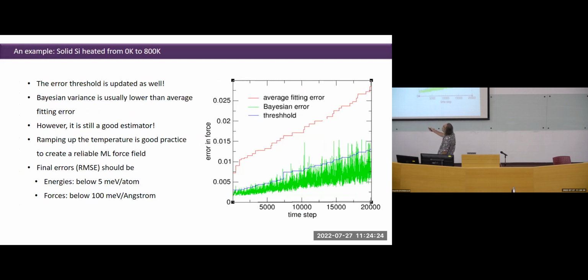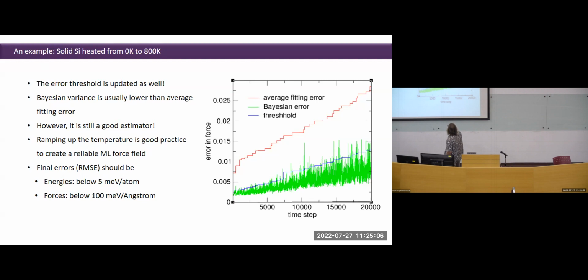Solid silicon heated from, so this is not up to melting, but heated from 0K to 800K. And what one sees here is, this is the average fitting error. And these are the Bayesian errors that you see here. Yeah, so this is pretty typical, that the Bayesian error estimation underestimates the actual error. Bayesian error can only tell you what is the expected error within my model, but it cannot judge how good your model is, right? So, yeah, that is very typical.